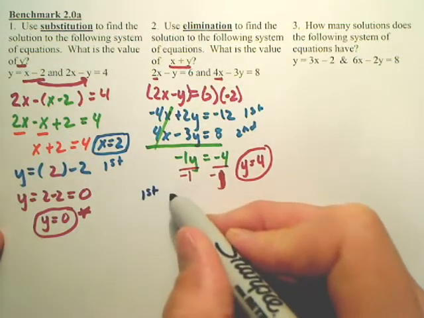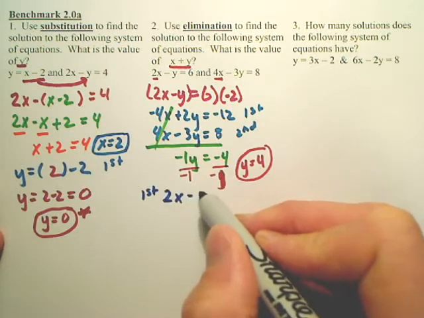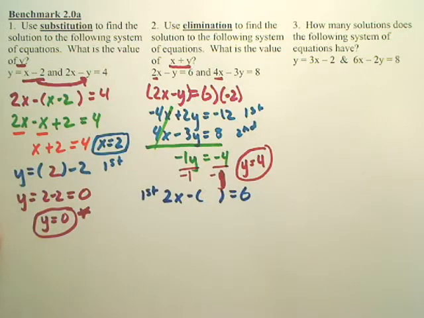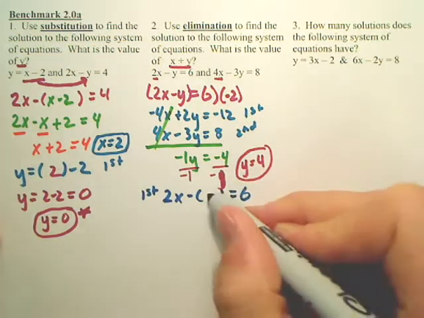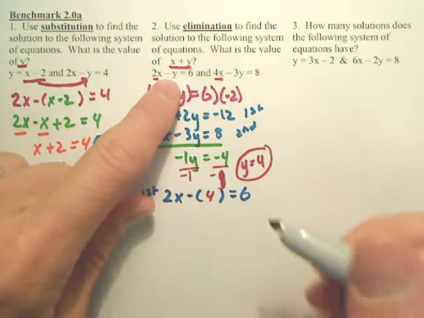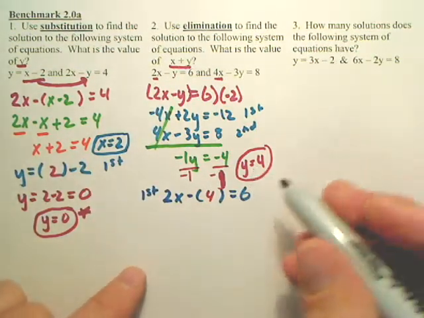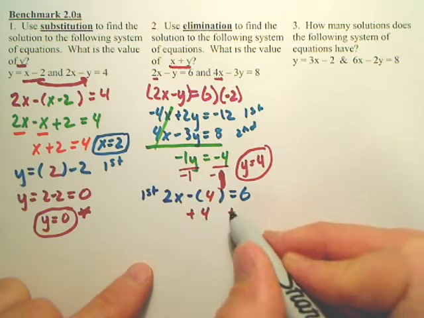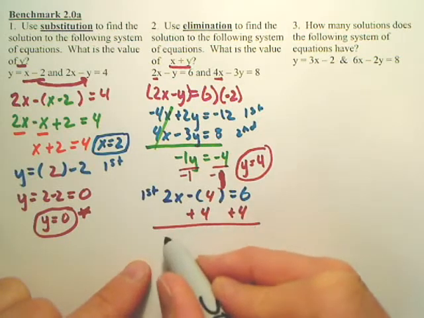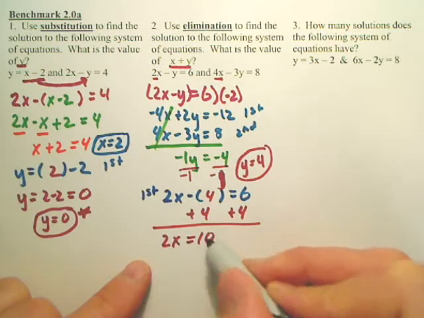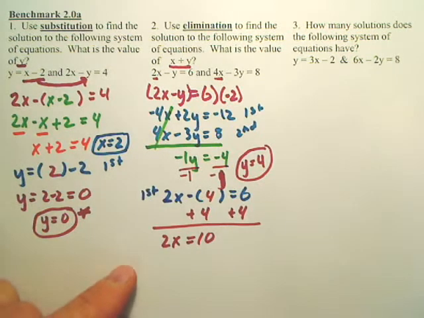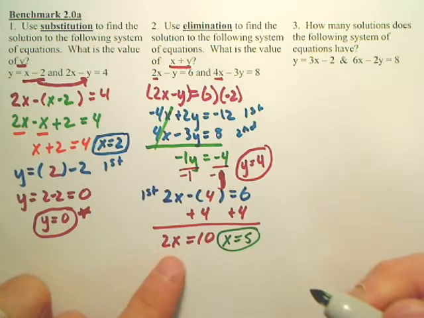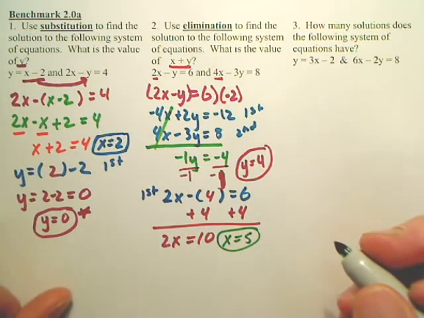I'm going to take the first equation. And it looks like I'm plugging in 4 for y. There's the first equation. Plug 4 for y. And then I solve this. Add 4 to both sides. 2x equals 10. And you end up with x equals 5, because when you divide both sides by 2, you get x equals 5.